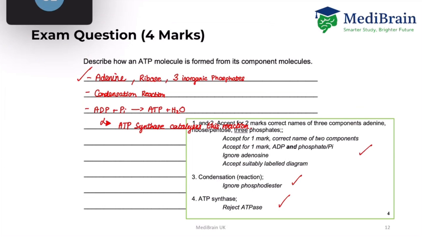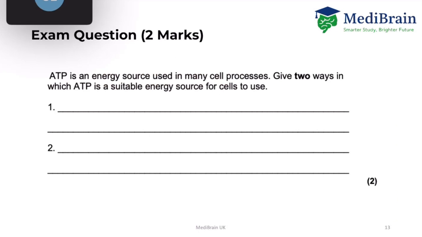Okay, so we've got all the marks there. We've named them, type of reaction. We've put the reaction in just to make sure that we have collected all our marks. And then ATP synthase, we've also named as that is the enzyme which catalyzes the reaction. So we've named all 4 points there. We've got 4 marks.